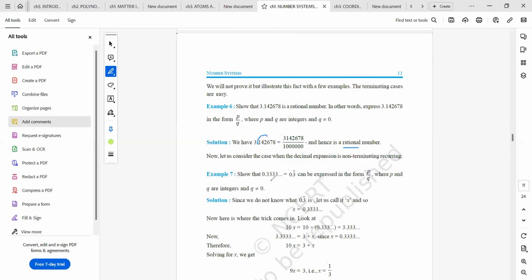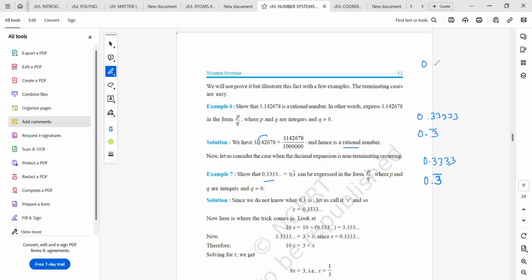Now, here it is repetitive, like 0.333333. So what is recurring? 3 is recurring. So we write it like this. Whatever is the recurring digit, we put a bar over it. Like if you have 0.33333, what is continuing? 3 is continuing. So write this down as this.